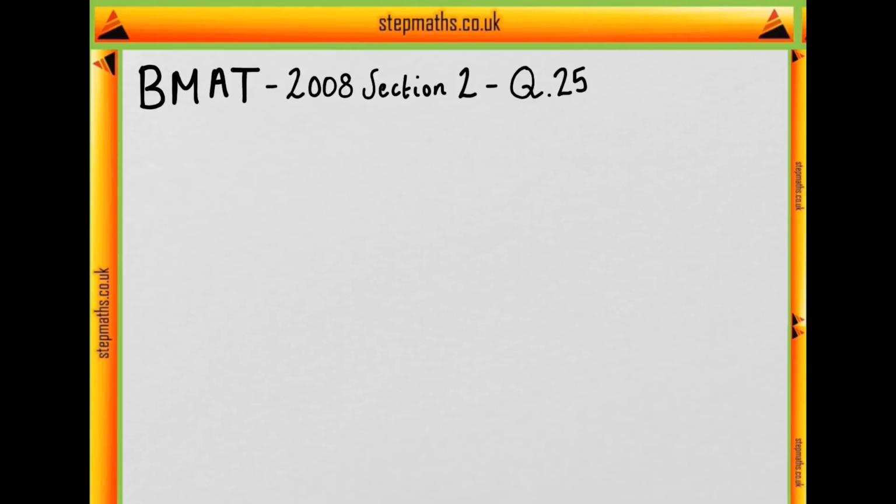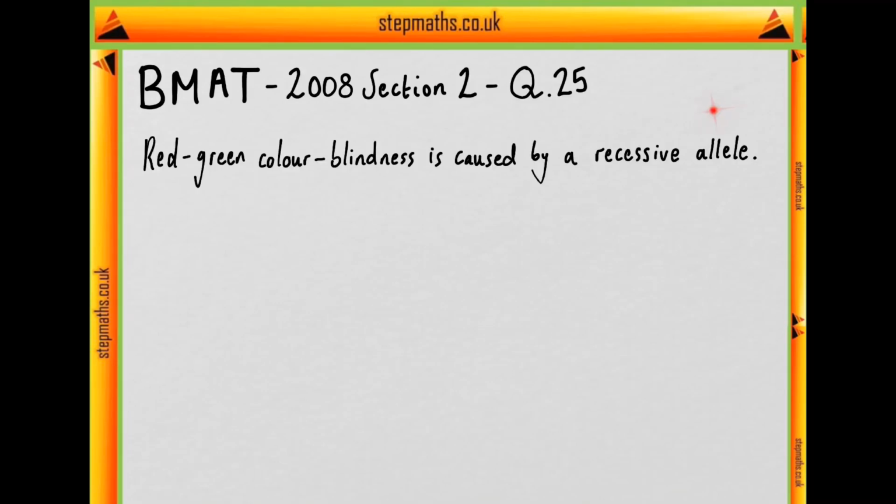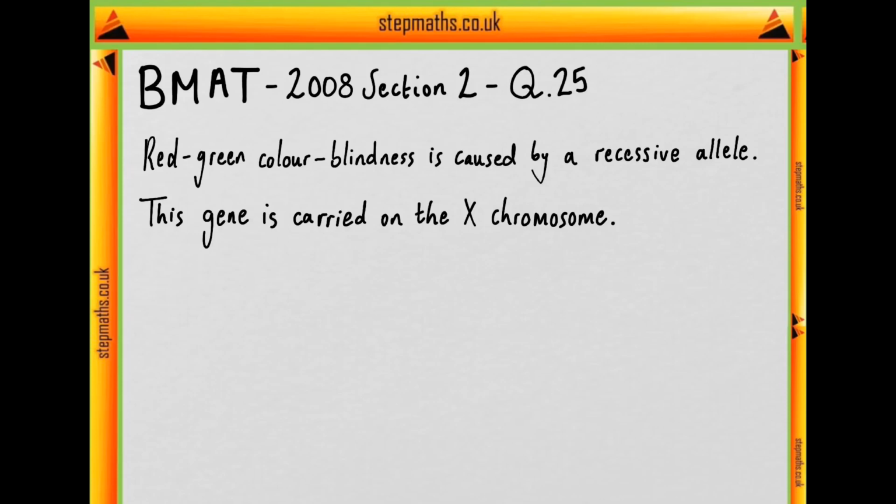In question 25, we're told that red-green colourblindness is caused by a recessive allele, and that this gene is carried on the X chromosome. By X chromosome, we're referring to one of the sex chromosomes, of which every human being receives two, one from each parent, which determines which sex you are.